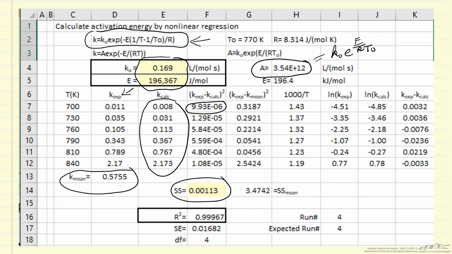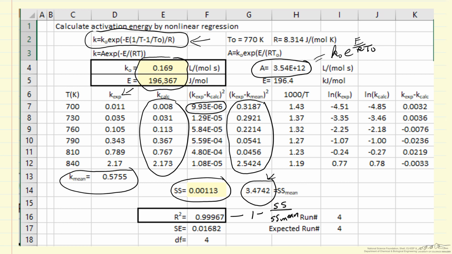We also calculate the mean value. So in this column, what we're calculating is our experimental value minus the mean value for K. And then we sum the squares, so this is the difference squared, and here's the sum of those values. And then R squared is just equal to 1 minus SS over SS mean.